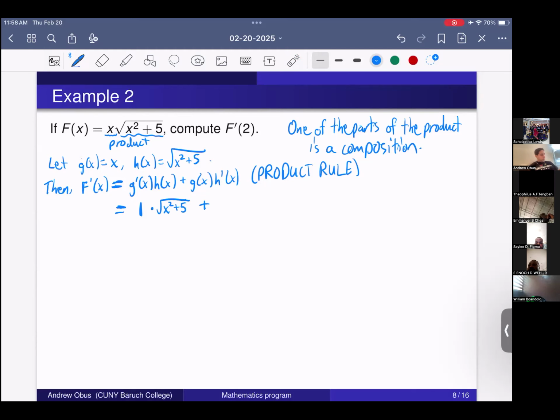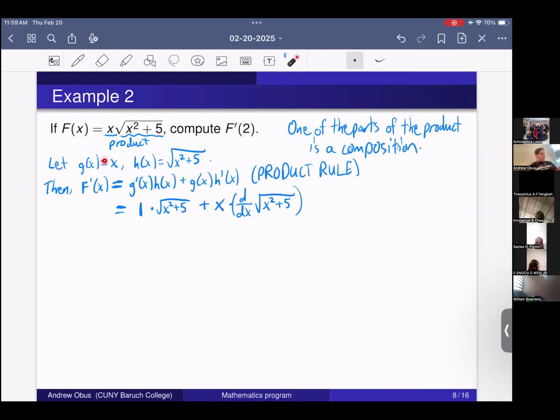And in this problem, if you differentiate h of x, the function is in another form, so you have to use the power rule. Let me just slow down and write this. I just want to make sure everybody is caught up.